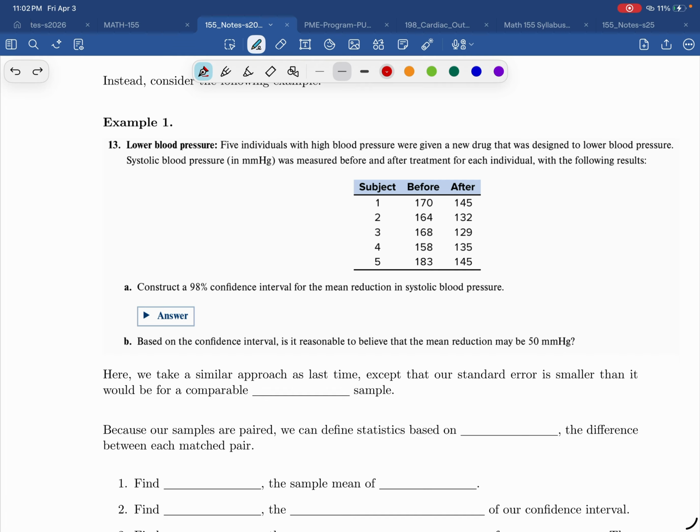Okay, so if we construct a 98% confidence interval for the mean reduction in blood pressure, so the mean difference between before and after. You could think of that as the mean before minus the mean after, because that measures the difference. That's sort of what we're doing. So what we're going to do is open up Excel.